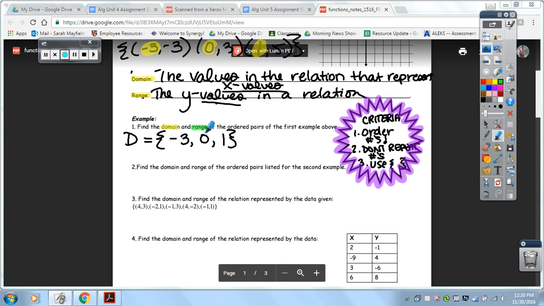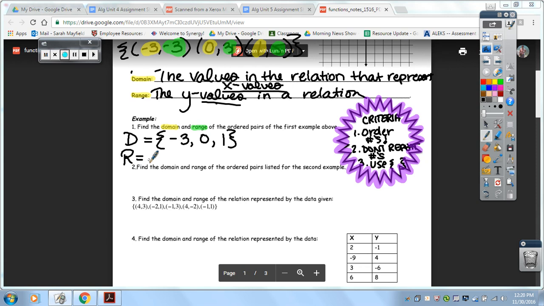So if I go back up to this ordered pair, I'm going to highlight all my y values. So -3, 3, and 5. If you hate highlighting, great. Use an underline, circle, use a pen. Okay? But highlighting them makes them stand out so it's easier for your brain to see, because this is really easy stuff you don't want to mess up on.